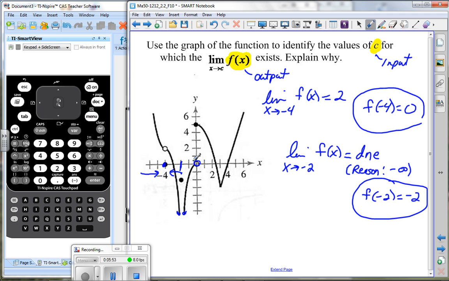Well, the other place is right around 0. So we've got the limit as x approaches 0. What's happening to the outputs? As I come up to 0 from the less than 0 side, where are the outputs going? 0. And if I come up to 0 on the greater than 0 side, where are the outputs going? 5. What do you think? Does not exist. Now we have to give it a reason.